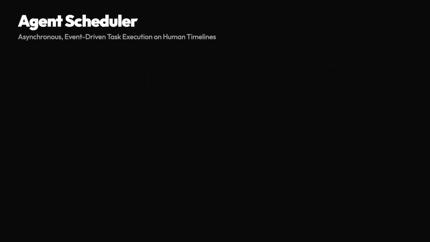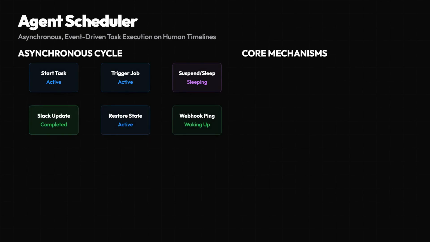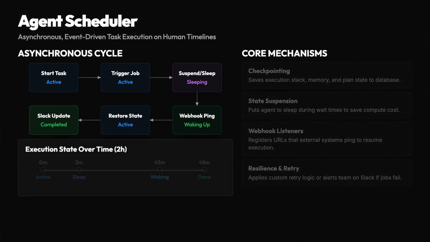To collaborate effectively, a digital coworker must be able to work on human timelines. Humans don't wait around for builds to finish. We start a task, check our mail, and come back later. Claude Tag's agent scheduler allows Claude to do the same.